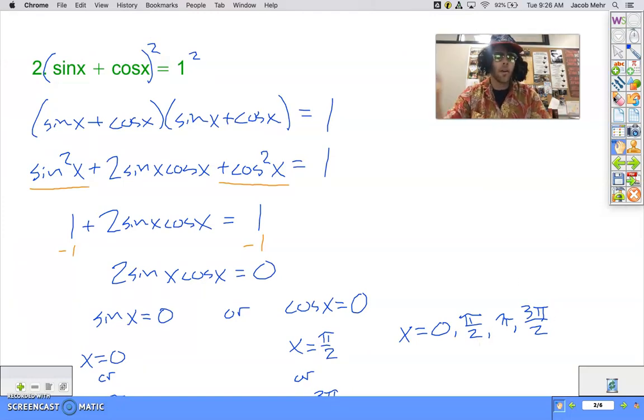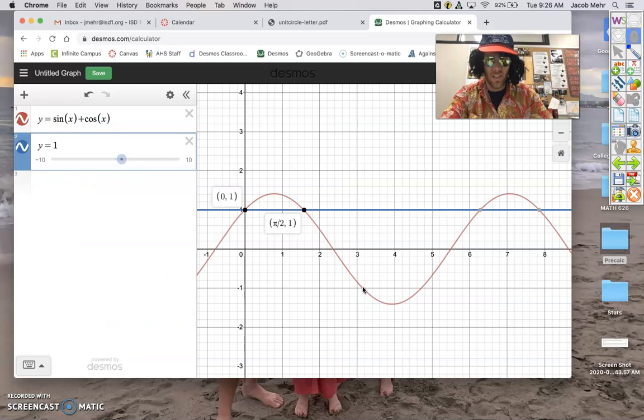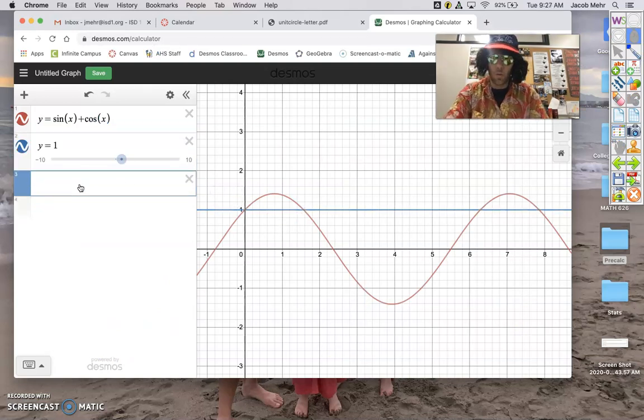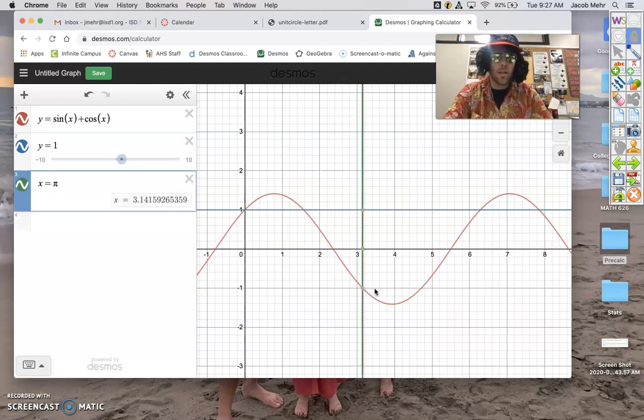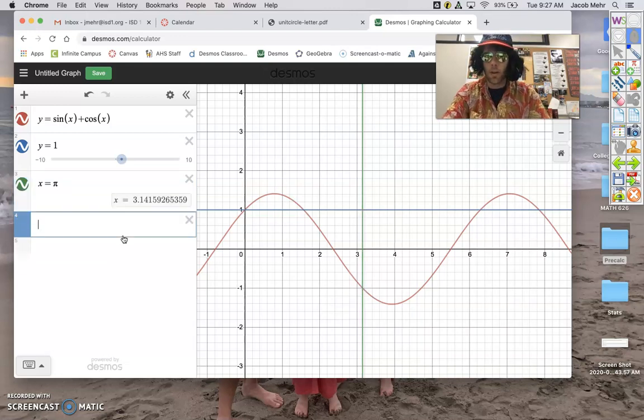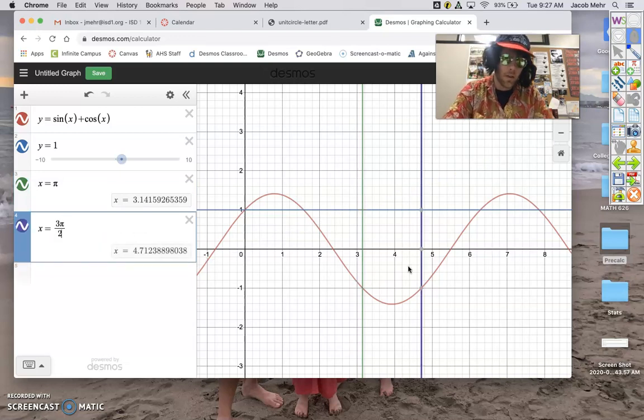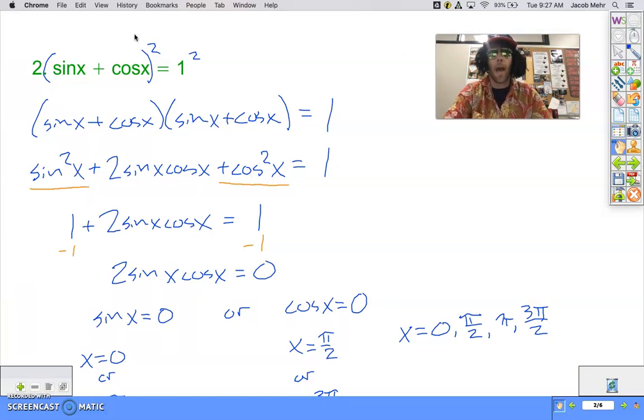Why aren't they there? They're clearly not solutions, right? That's down here at where? If we put in x equals pi, notice it intersects when the curve is equal to -1. And if we put in 3 pi over 2, that also intersects where our graph is equal to -1. And the reason that happened is when we square things, it always makes it positive.